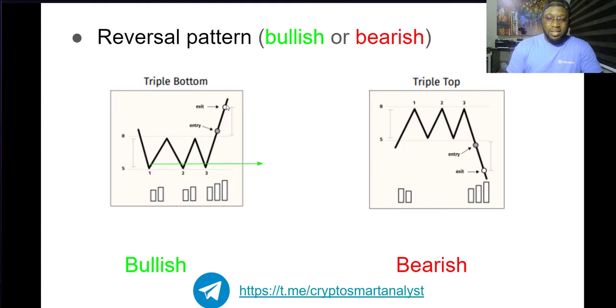Okay, and the same thing goes for a triple top. It's just the reverse of that. When you have a resistance hit 3 times and you have the breakout of the support, this is the support, and your support got broken. Once the support gets broken, that's an indication that the price is going downward.